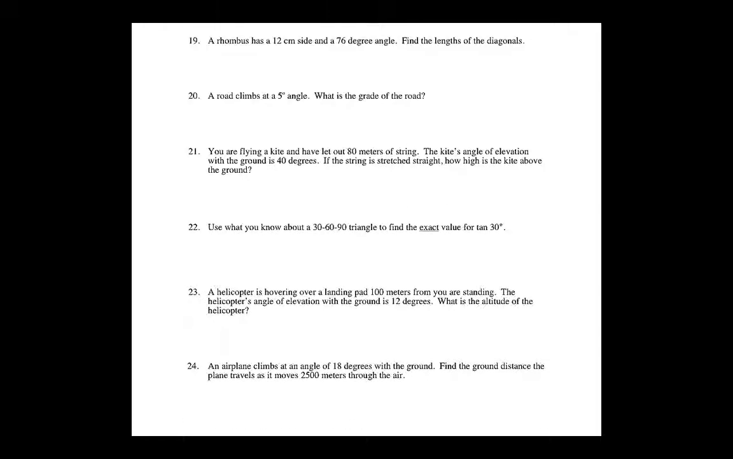All right, the key to problems number 17 through 24 is drawing an accurate picture. So let's start with number 17. At a point on the ground 80 feet from the base of a building, the measure of the angle of elevation at the top of the building is 51 degrees. Find the height of the building.